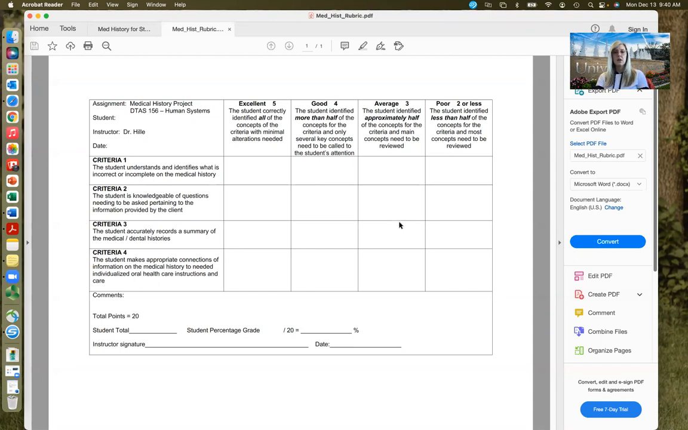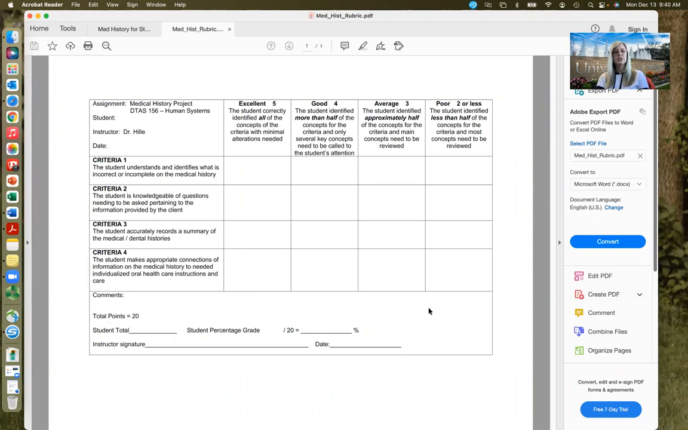At the end, what I did is I simply added up these points. Okay, so there was 20 points possible. If you got 20 out of 20, I put it down here. And then I would give you 100%. If you got 15 out of 20, I'd put it down here and you'd get a 70%.